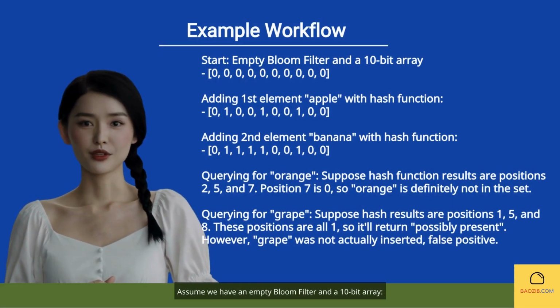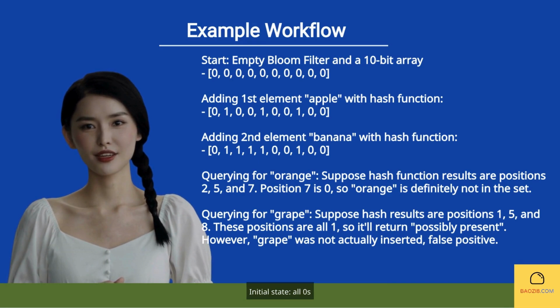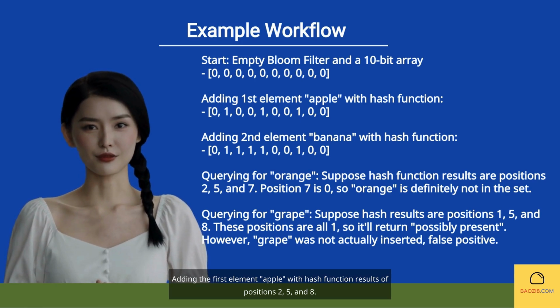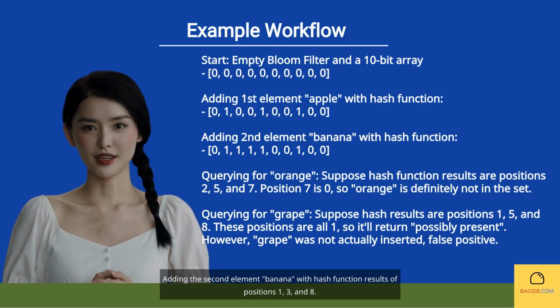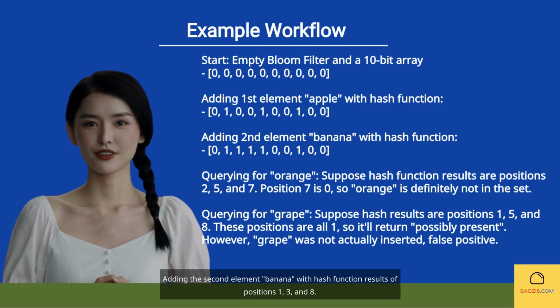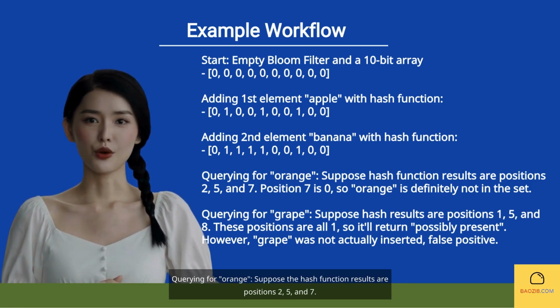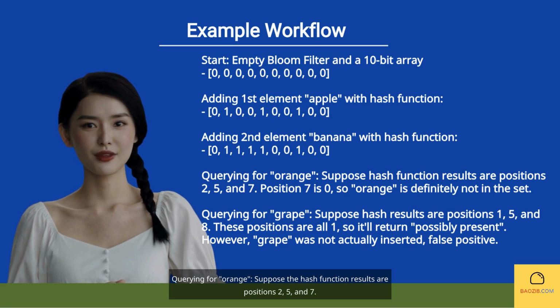Assume we have an empty Bloom filter and a 10-bit array. Initial state: all zeros. Adding the first element, apple, with hash function results of positions 2, 5, and 8. Adding the second element, banana, with hash function results of positions 1, 3, and 8. Querying for orange, suppose the hash function results are positions 2, 5, and 7.